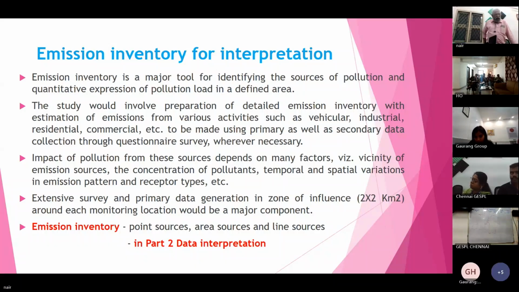These are to be made using primary as well as secondary data, through questionnaire survey wherever necessary. The socio-economics people are doing the questionnaire survey and the focus group discussions. These are to be included in the socio-economic survey, and it will be used for the air quality experts. In their questionnaire also you can add this. The air quality expert should discuss with the socio-economics people. These experts should have interaction between each other.